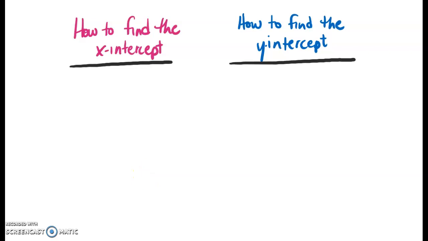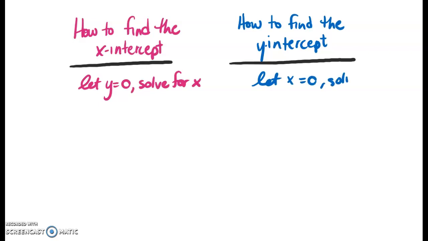So let's discuss how to find the x-intercept and how to find the y-intercept. I mentioned it at the end of the last video. To find the x-intercept, you have your equation, and what you're going to do is let y equal 0 and solve for x. And then to find the y-intercept, you let x equal 0 and solve for y.